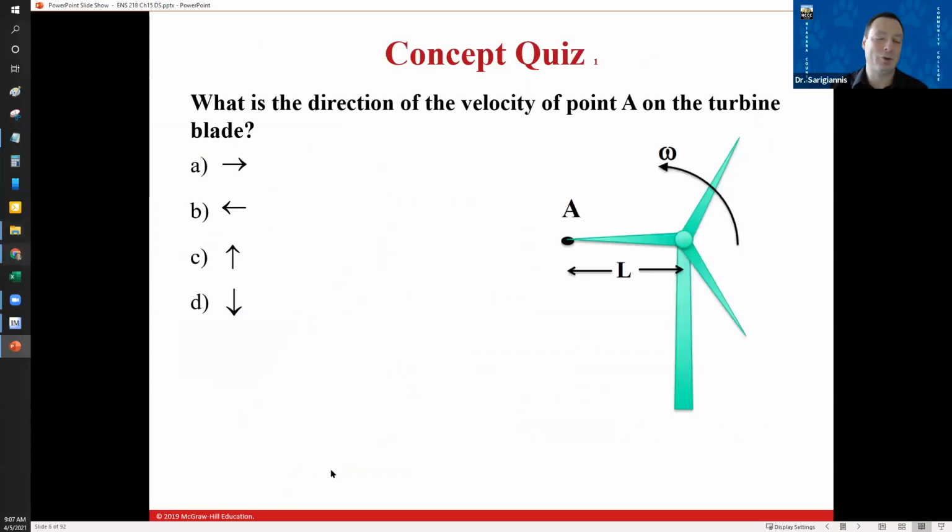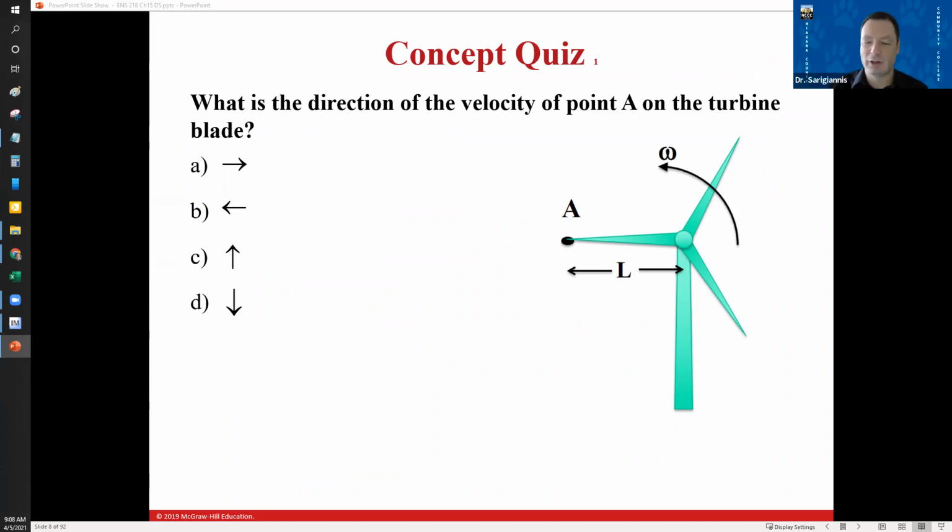All right. Oh yeah, concept quiz. Let's put the poll up here. How many people we got? Oh, we're up to 6. All right. What's the direction of the velocity of point A on the turbine blade? They give you a few options. The direction of the velocity at point A.